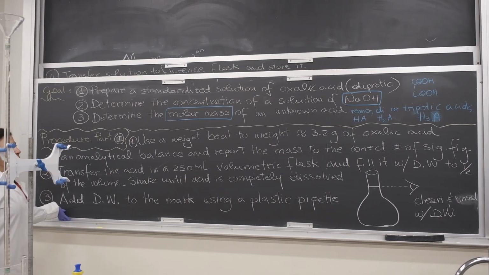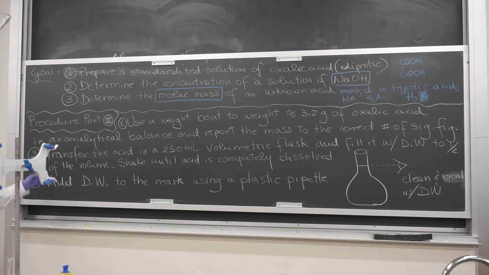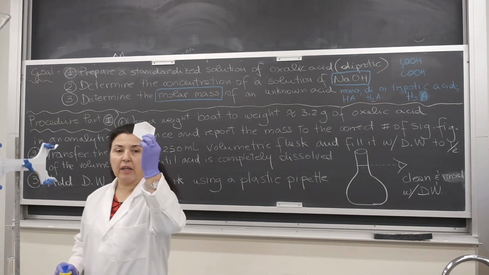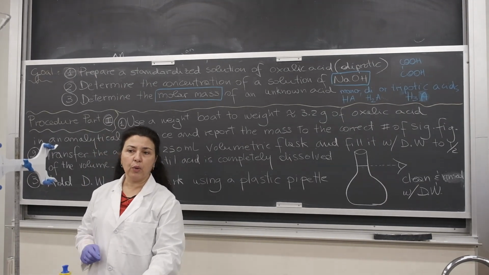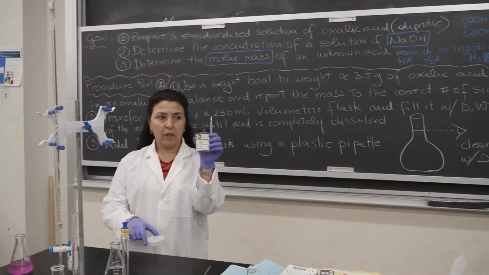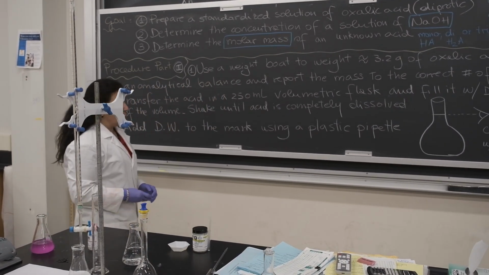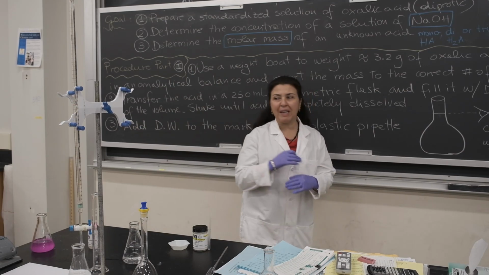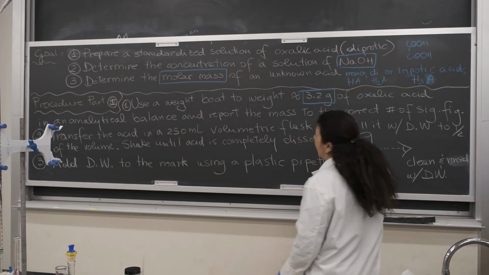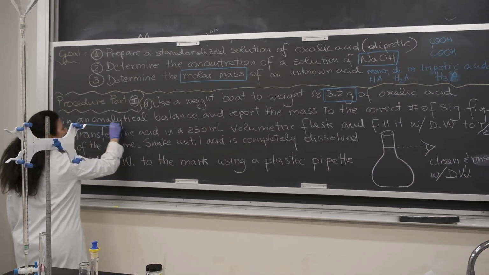How do we operate? So in the first part of the lab, which is the longest part, each of you is going to use the weigh boats. These are here, and they are located under the hood to weigh the oxalic acid that is also in the hood. And you're going to weigh approximately, it doesn't have to be exactly, 3.2 grams of oxalic acid, and you're going to use the analytical balance.